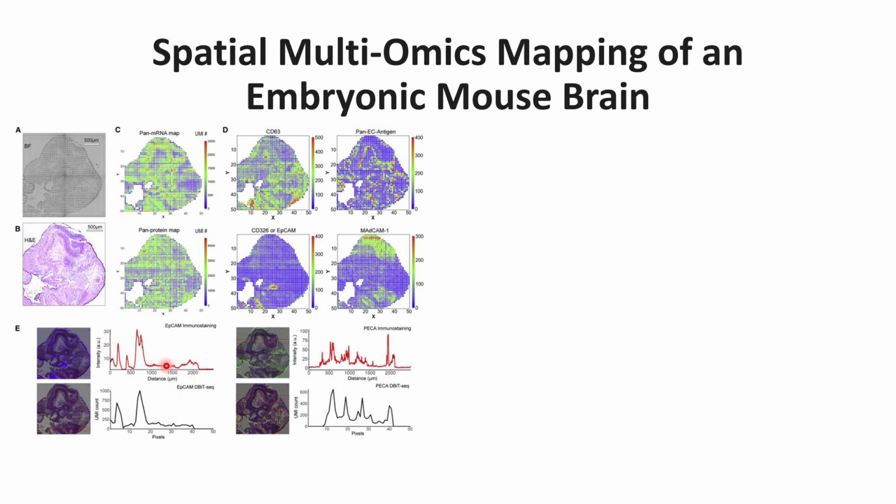And this is the comparison of the EPCAM immunostaining results based on the intensity and the EPCAM DBiT results based on the UMI count. We can see the results are comparable for EPCAM and also for PECA. Some deviations, they said, might be because of the different tissue slides that they have used, as the same tissue slides cannot be used for both the studies.